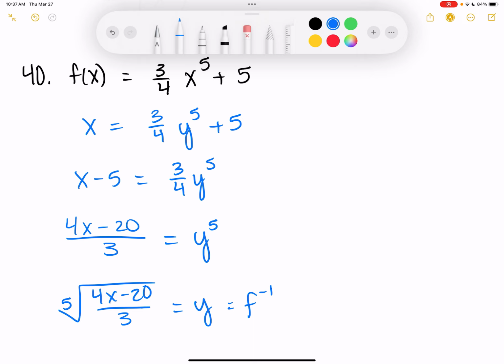You can use the fraction version. Just write it this way so it looks pretty, so we don't have to rewrite the f of x. We can just put y. Just know that that is y. They get used interchangeably.